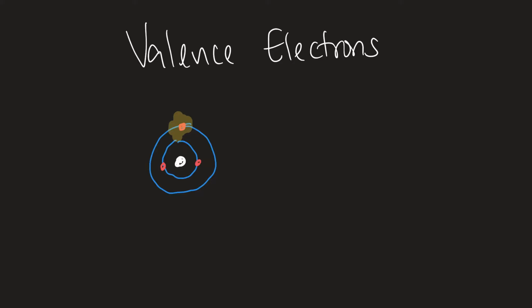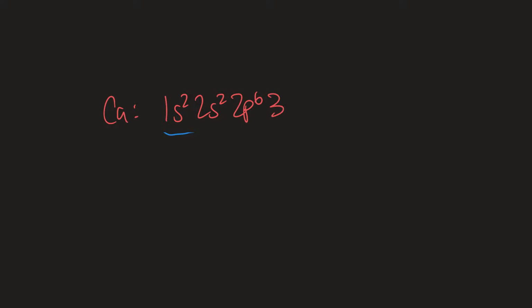Okay, and so there's a couple of ways you could actually figure out how many valence electrons a particular atom has. The first way, which is the longer way, I'm going to start with that one. You could use electron configurations. For example, let's talk about the electron configuration of calcium. The electron configuration of calcium is 1s2, 2s2, 2p6, 3s2, 3p6, 4s2.